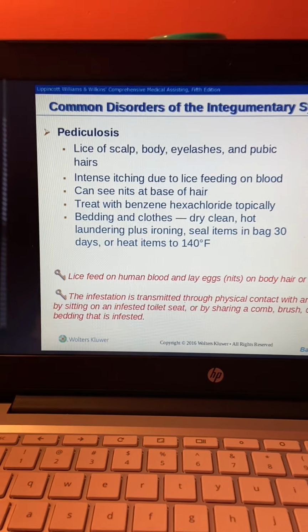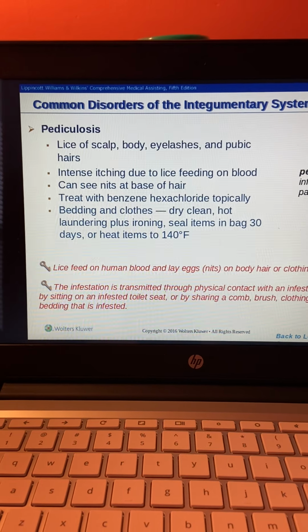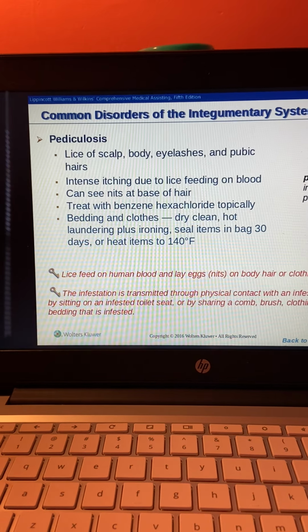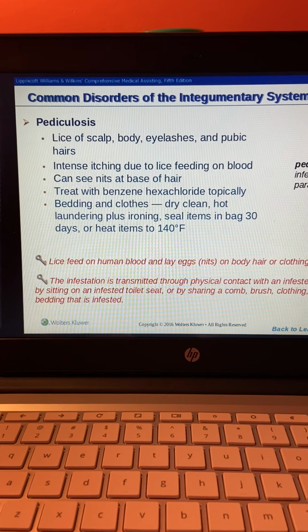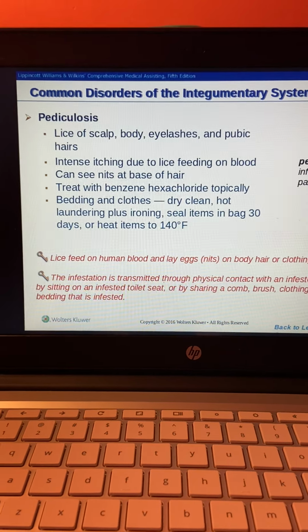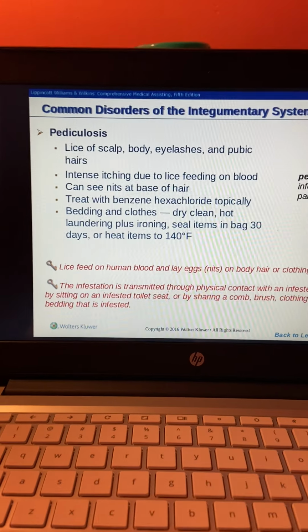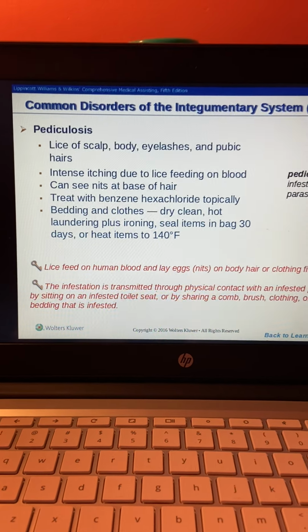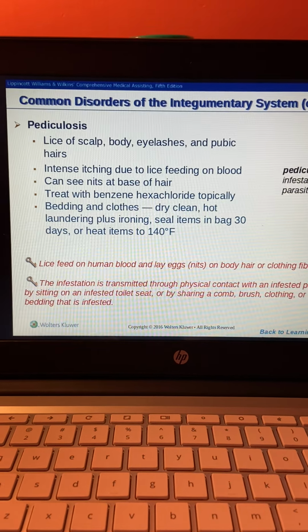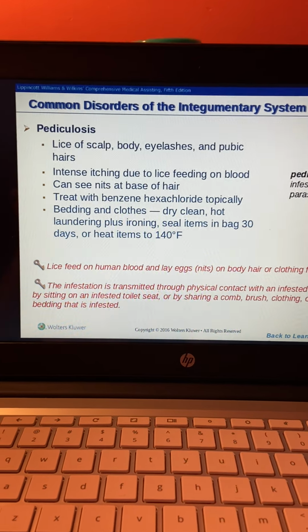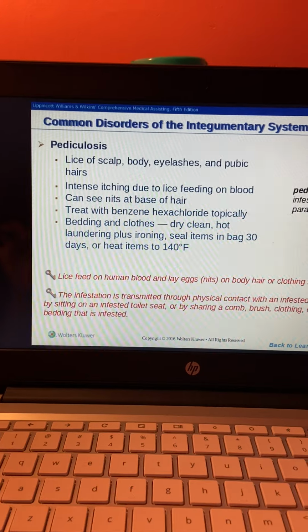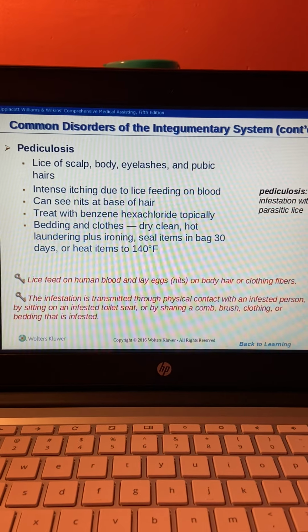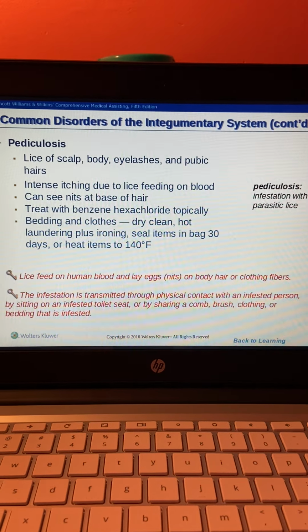Pediculosis. Pediculosis is an infestation with parasitic lice. Lice of the scalp, the body, the eyelashes, and pubic hairs. Intense itching is due to lice feeding on blood. You can see the nits at the base of the hair follicles. You treat this with benzene hexachloride topically.